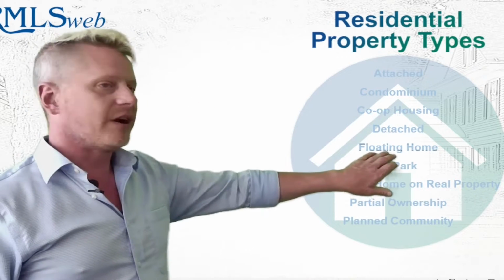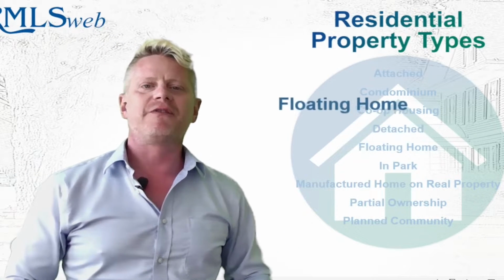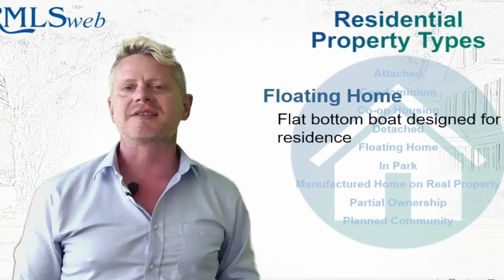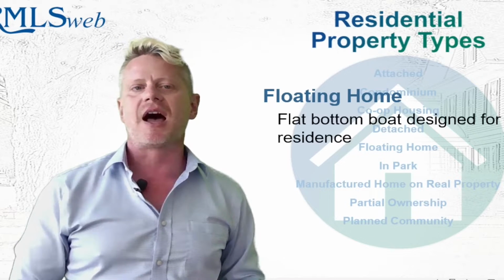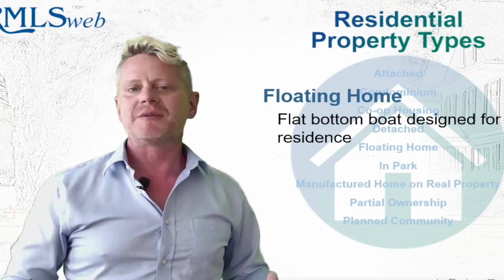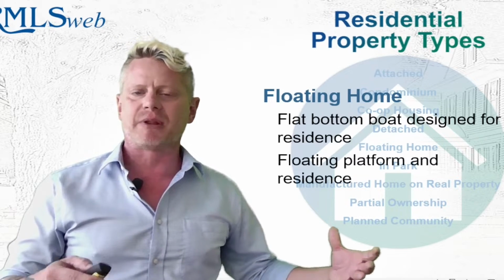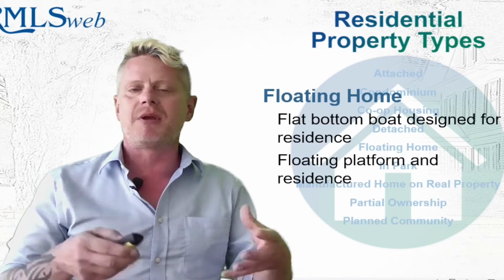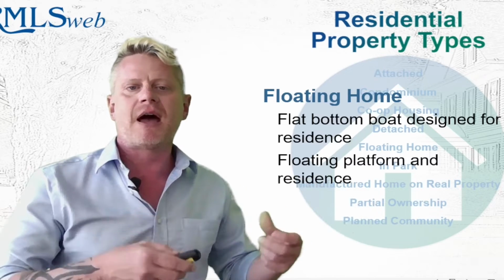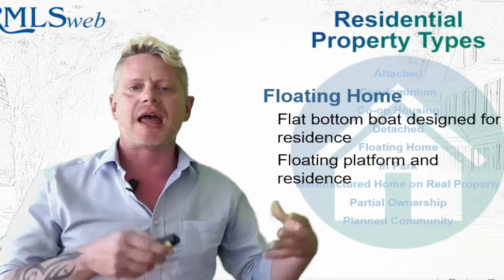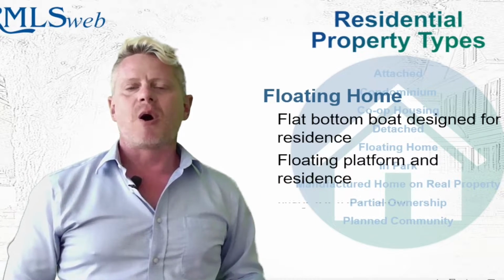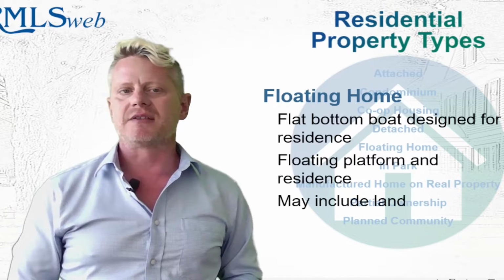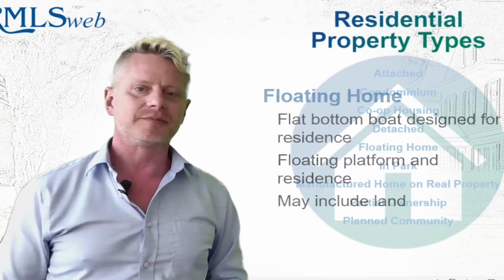Next, we have my favorite, and that is a floating home. The official definition of a floating home at RMLS is a flat-bottom boat designed to be a residence. But this may also include a floating platform and a residence built on top. It may be a stick-built structure, it may be a modular structure, it may be a manufactured home, but it is floating on a platform. Floating homes may also include land in the transaction, but not many do.